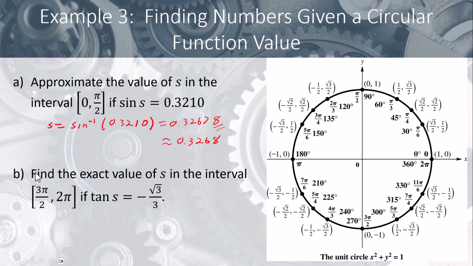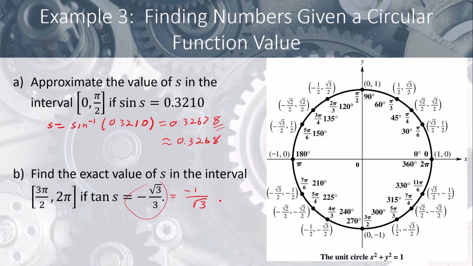Now for the next one, we want to find the exact value of S in the interval 3 pi over 2, which is here, to 2 pi, if tangent of S is equal to the negative square root of 3 over 3. Now keep in mind that this is also equal to negative 1 divided by the square root of 3. We actually just have this because we need to rationalize the denominator. But to solve this problem, this is going to be helpful.